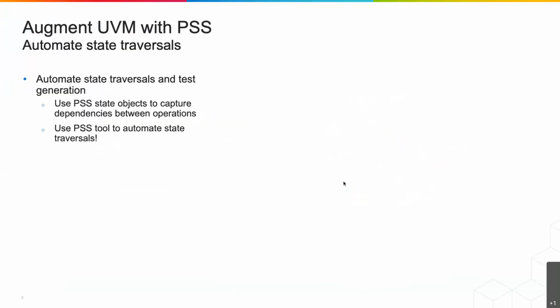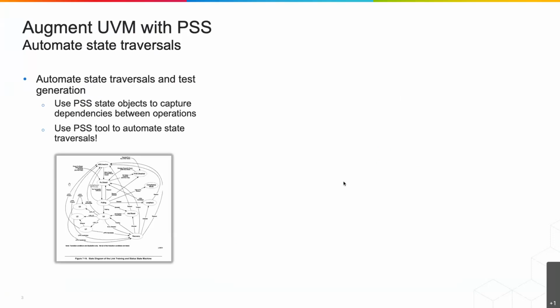With PSS, you can use the semantics of state objects to model this state machine and allow the PSS tool to solve the dependencies between the state transitions. This automation can result in exhaustive state traversals. The state objects ensure that a strict sequential scheduling between the producer and the consumer action is enforced.